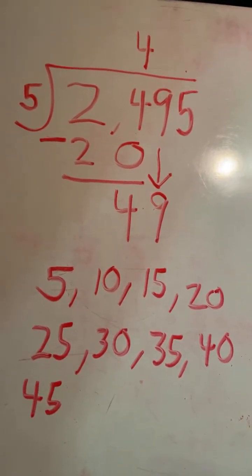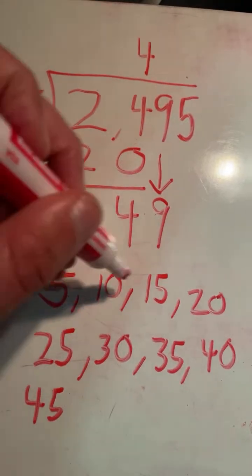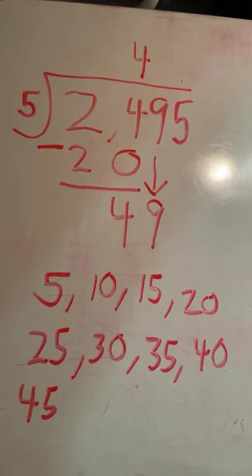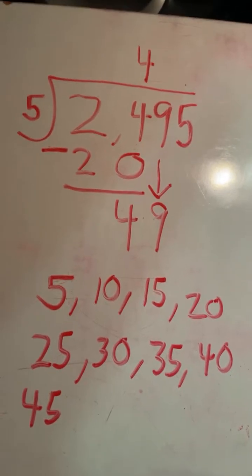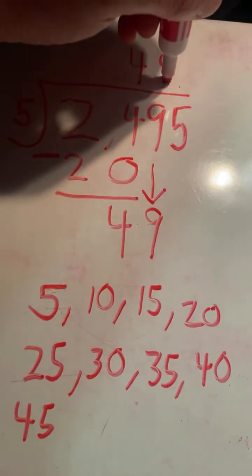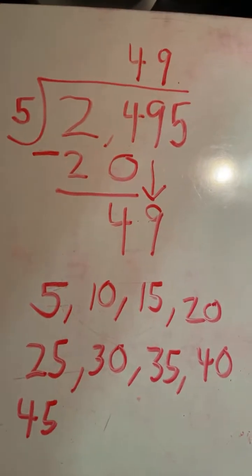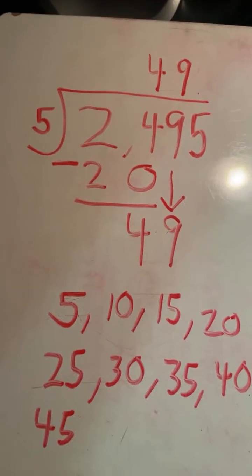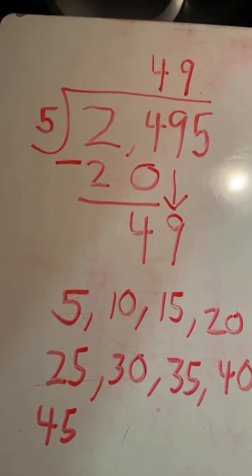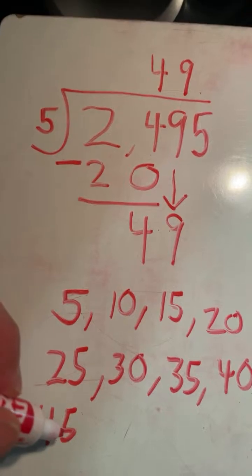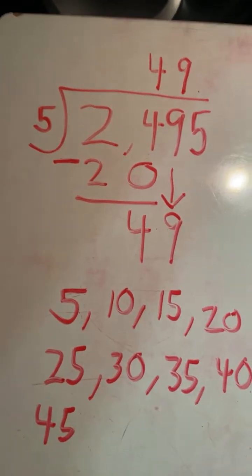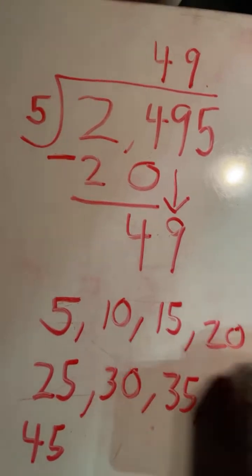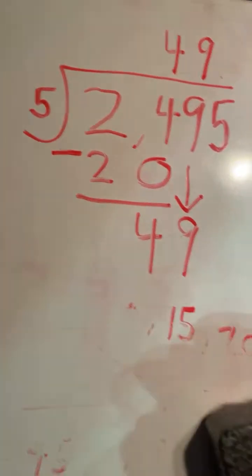50 is past 49. But we were able to get 1, 2, 3, 4, 5, 6, 7, 8, 9 groups of 5 within 49. So 49 divided by 5 equals 9 with the remainder. And we're going to figure out that remainder by subtracting the last number that we skip counted. So 45 was as close as we could get to 49 without going over. If we counted 5 again, we would have been past 49. So 49 minus 45.